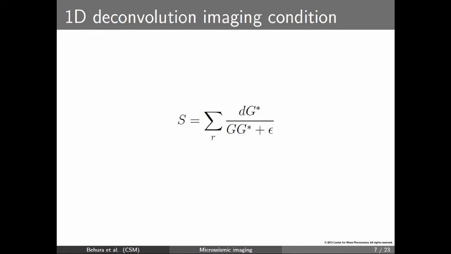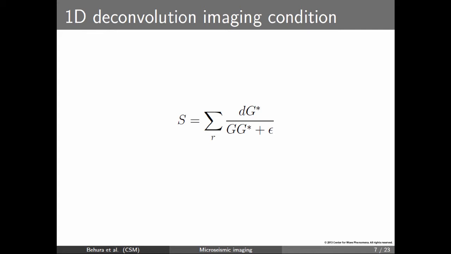And you can obtain this source signature for the different receivers on the surface or the borehole. And then you just average over them to get an estimation of the source signature or the image at a particular image point. And remember that this imaging condition is applied for each trace independently.